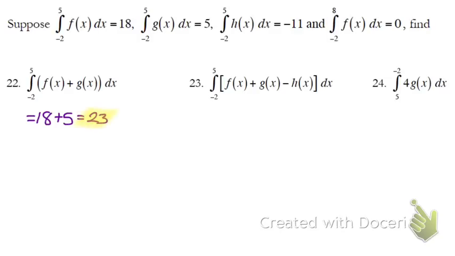For the next one, same problem, negative 2 to 5, f of x plus g of x, but this time they want us to subtract h of x. So we have 18 plus 5 minus a negative 11. Let me say that one more time. 18 plus 5 minus an area of negative 11. So 18 plus 5 minus a negative 11 becomes 23 plus 11, so 34.